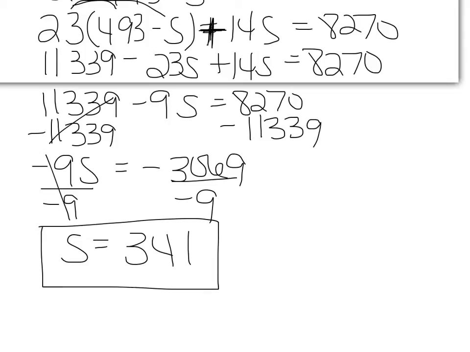Now you could plug 341 back in and find out how many adult tickets were also sold, but they didn't ask for that. They just wanted to know how many senior tickets were sold. So make sure you're answering what they asked for.